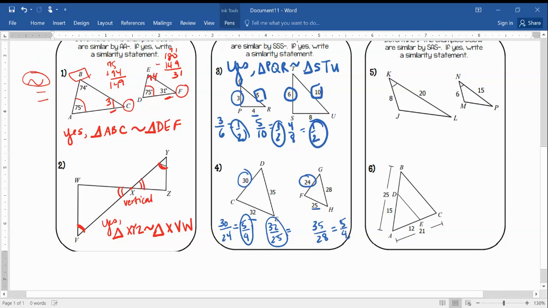All right, so here's what we got. A 5 over 4, 32 over 25, and 5 over 4. Are all of those ratios equal? No, they're not. So you could say, no, the triangles are not similar. And we don't need to write that similarity statement because, well, they're not similar.